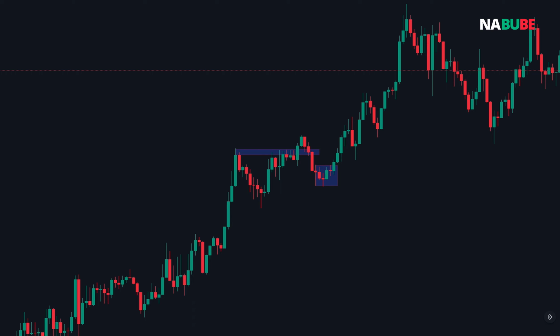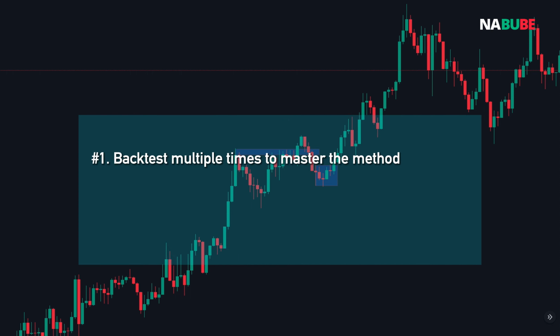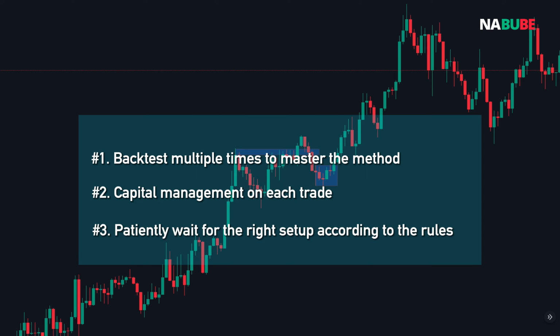And finally, the key point is that you need to practice many times to get used to and enter the method correctly. Secondly, you always need to manage capital on each trade that you enter. And thirdly, you need to be patient to enter according to the rules.